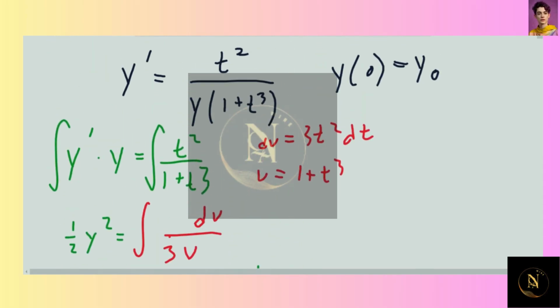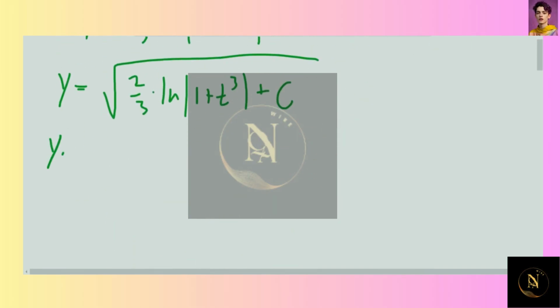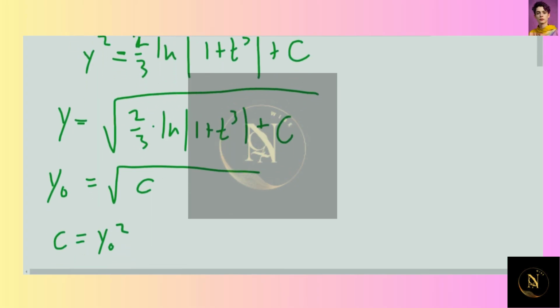All right, and since we have an initial value, we can plug that in now. So we let y naught be equal to the square root of 2/3 times the natural log of 1 plus 0 cubed, or the natural log of 1. The natural log of 1 is 0, so times 2/3, also 0. So we're left with y naught equals the square root of c, so that c is equal to y naught squared. And from that, we can directly substitute it into that line. So we'll have plus y naught squared.